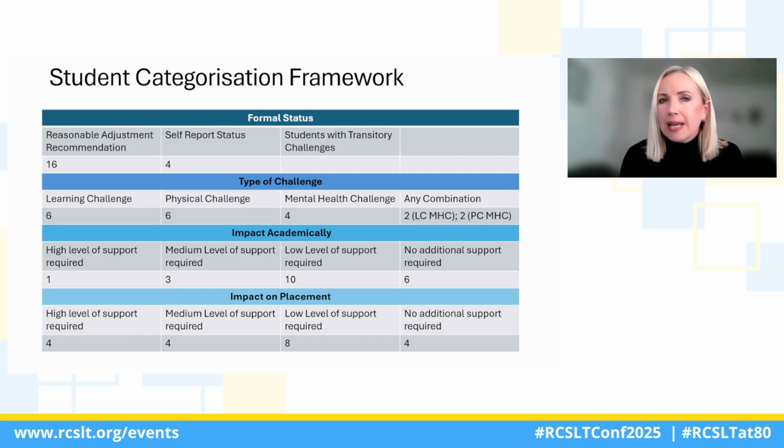Then we think about the type of challenge. It's been helpful for us to think: is it a learning challenge, a physical challenge, a mental health challenge, or a combination? That's been helpful for thinking about the impact, for academic impact, which we're categorising as needing high, medium, low, through to no additional support or impact on placement. So this is really where we're getting to in terms of what actual level of support is needed for placement.